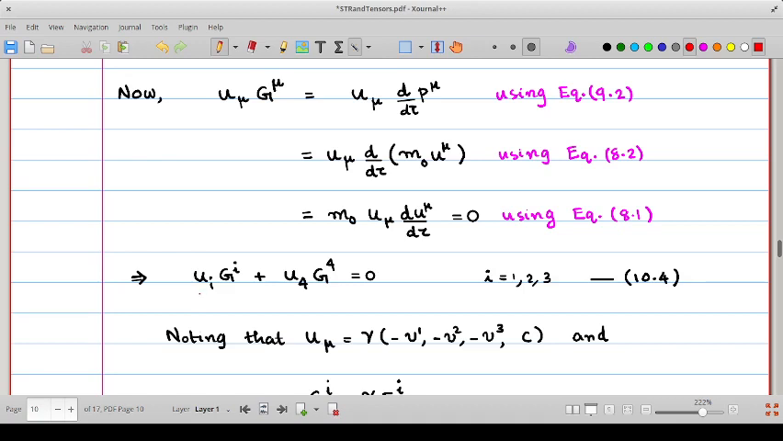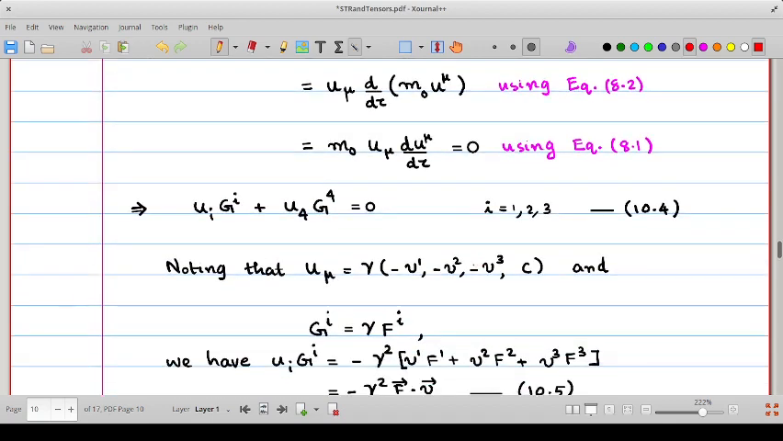Now separating this into the so-called spatial component and the time component, I have ui gi plus u4 g4 is equal to 0, where i runs from 1 to 3. So u1 g1 plus u2 g2 plus u3 g3 plus u4 g4 is equal to 0. Now we know the four velocity u mu is given by gamma times v1, v2, v3 and v4, which is c.